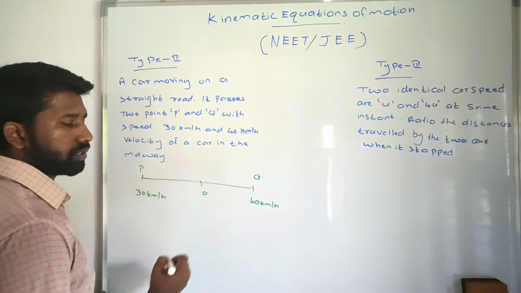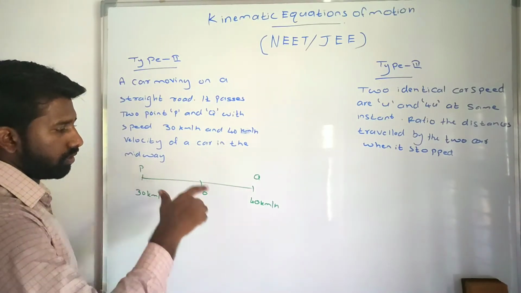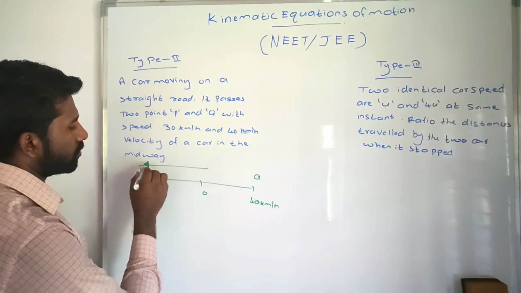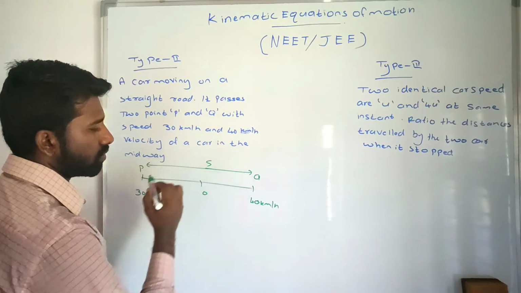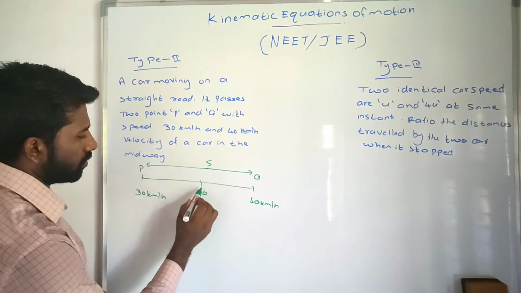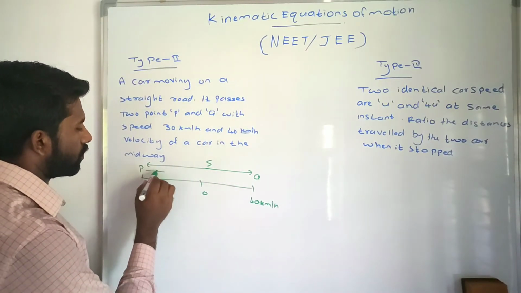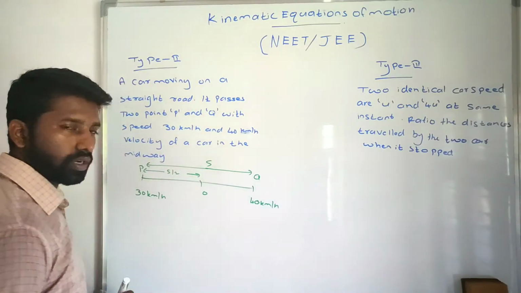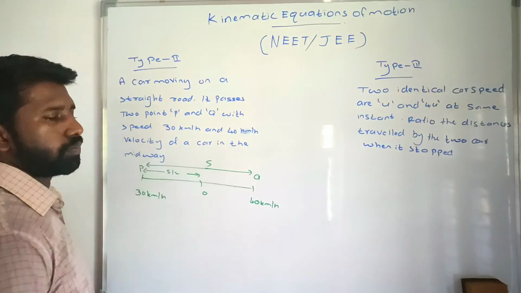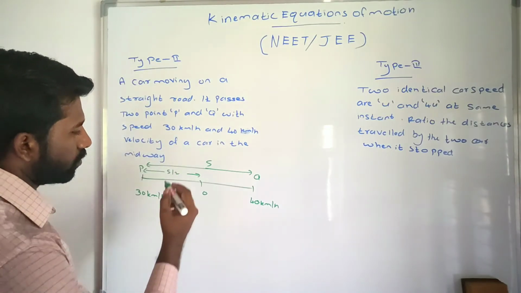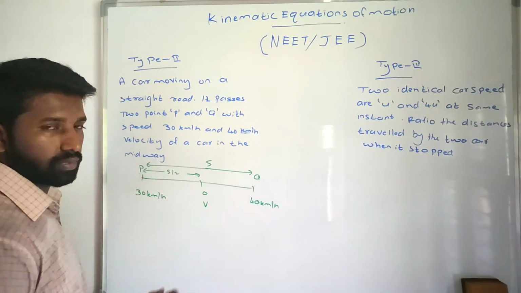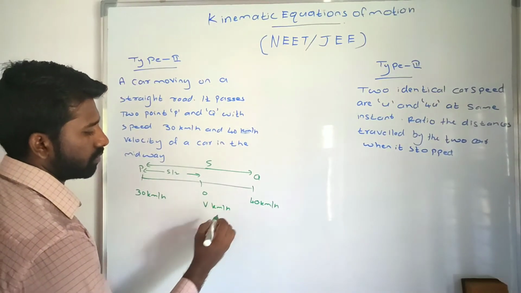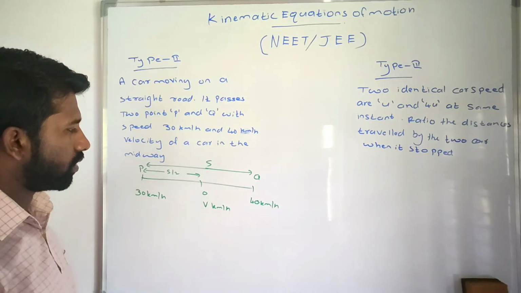I am taking O as the midpoint. If the total distance from P to Q is S, then the distance P to O is S by 2, and from O to Q is also S by 2, because O is the midpoint. I am assuming the velocity at the midpoint to be V kilometer per hour. Based on this I will solve.